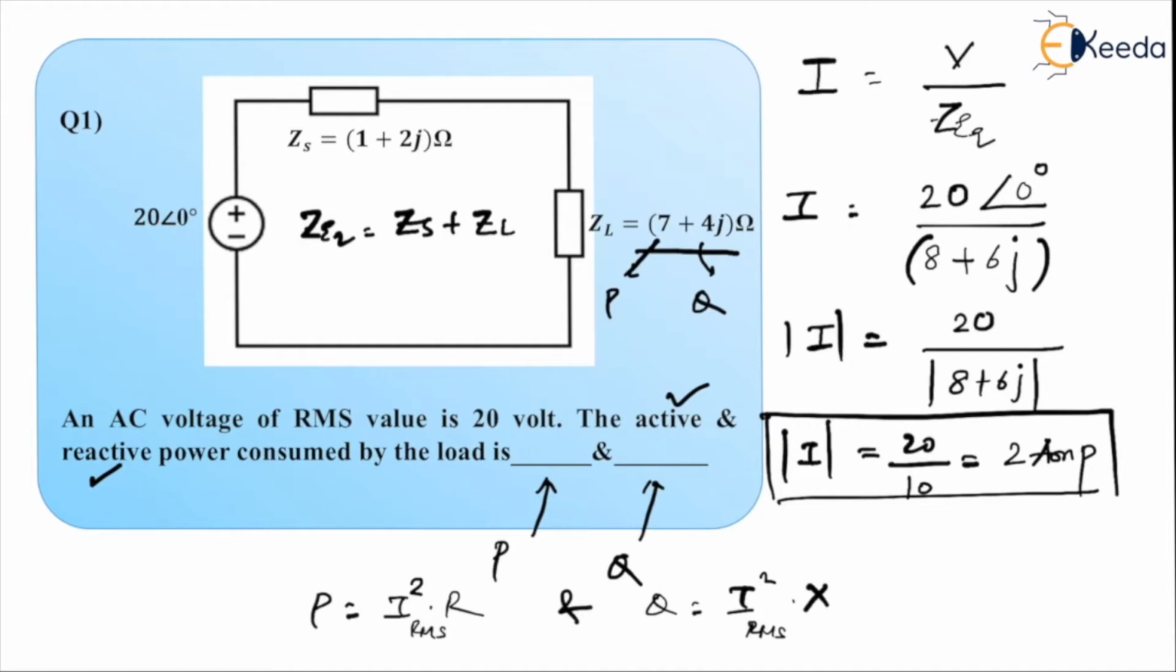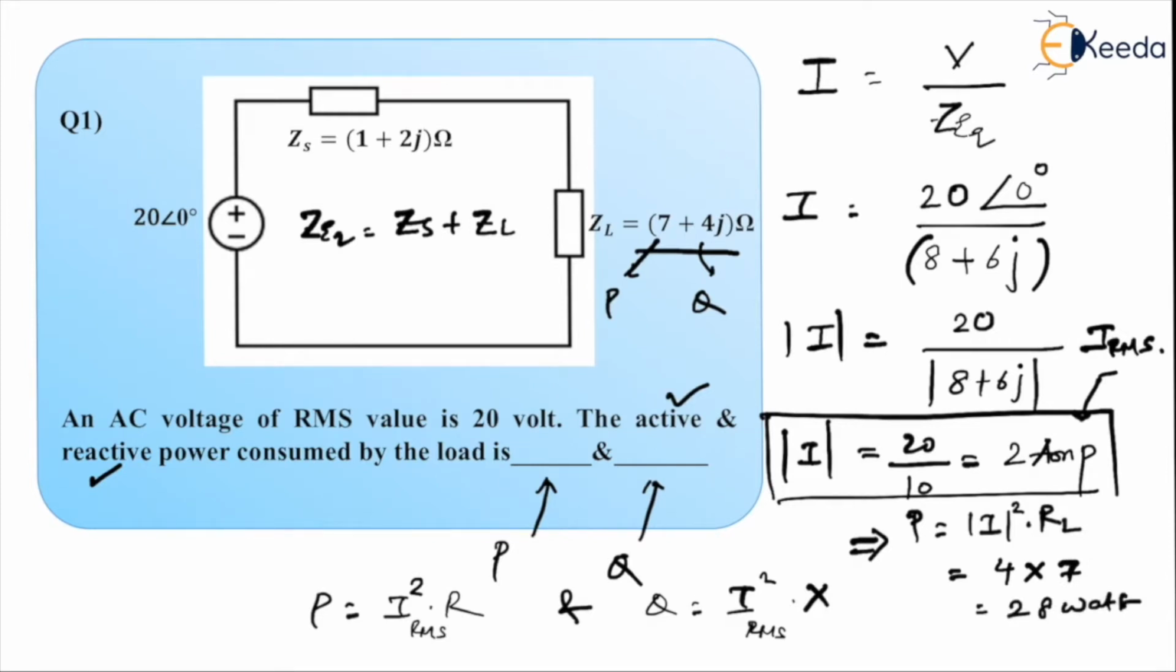In this case, the magnitude of I that we have got, I can treat that same current as the I RMS value, because every time the voltage or current that you get in a constant form has to be the RMS value only. In that sense, I can say power is mod of I square times RL. RL means real part of ZL. So I square becomes 4 and real part of ZL is 7. So it becomes 28 watt. So at first place I can say it is 28 watt.